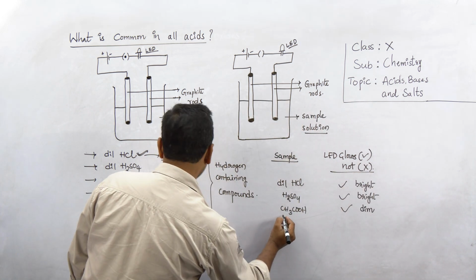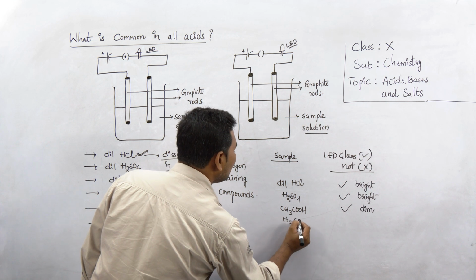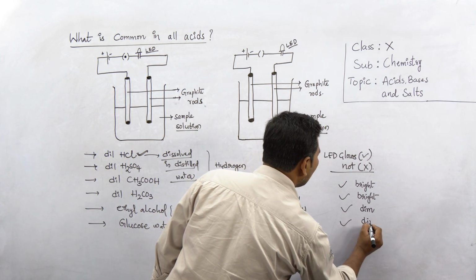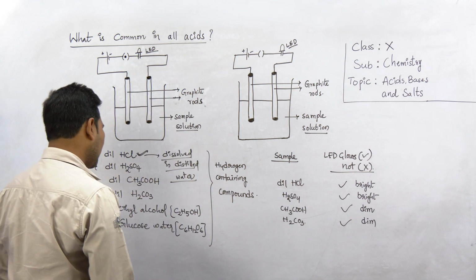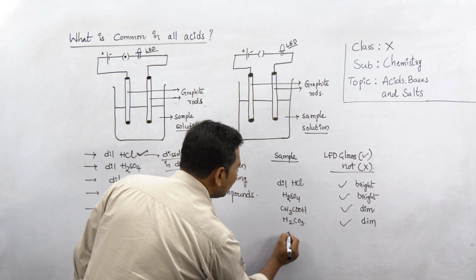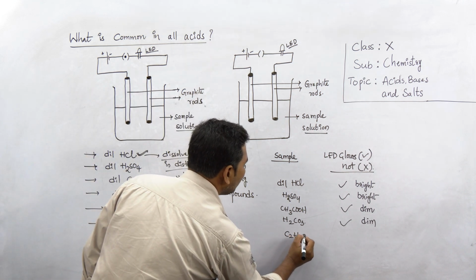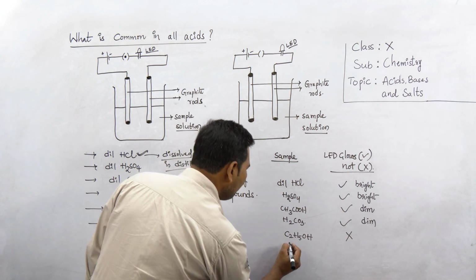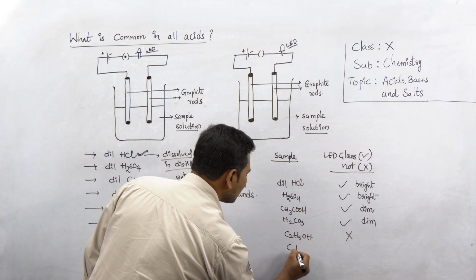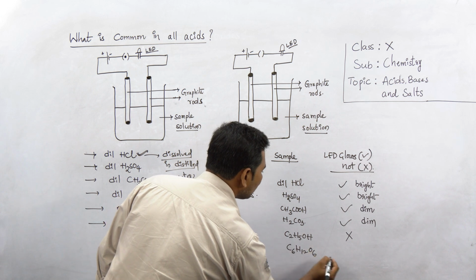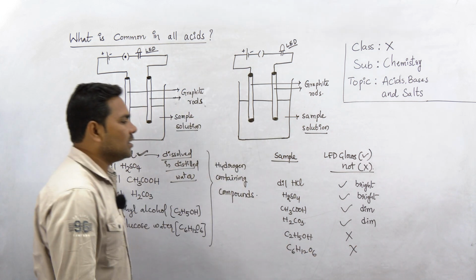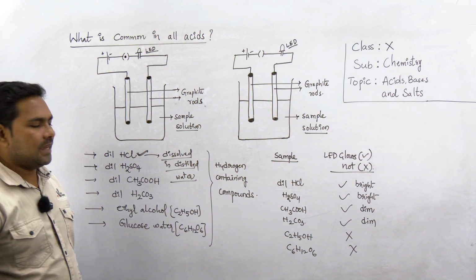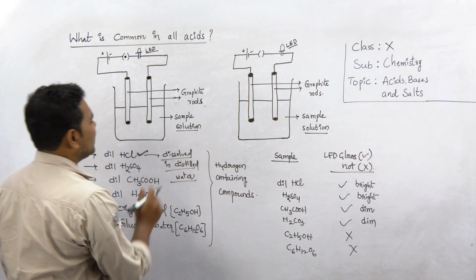Then if I take carbonic acid, H2CO3, in this case the bulb glows, but the LED glows dimmer, right? And lastly, if I take ethyl alcohol, C2H5OH, the bulb doesn't glow. If I take even glucose solution, C6H12O6, the bulb does not glow, right? Now these are the observations from these experiments.